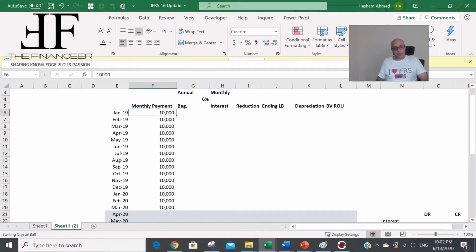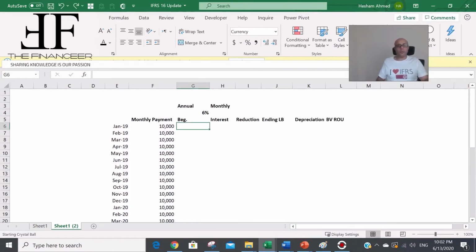Before applying this amendment, let's calculate the lease contract as if we don't have any change. I mean, let's apply the lease contract as if we have just signed it today. So assume that we are still in January 2019. Let's see what the accounting entries are and what calculations we are going to run.